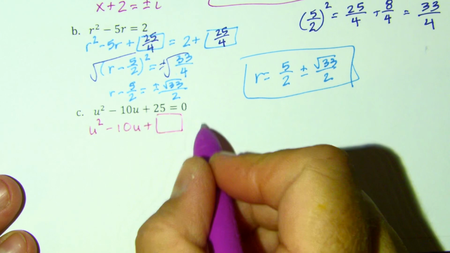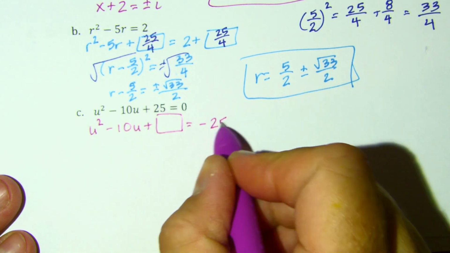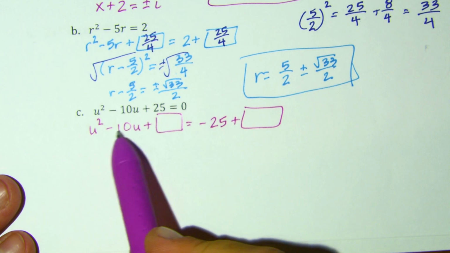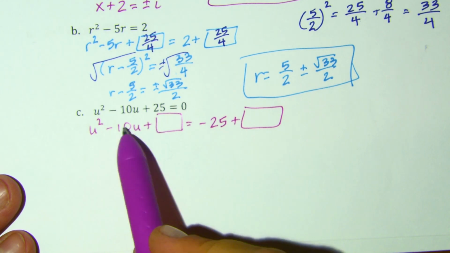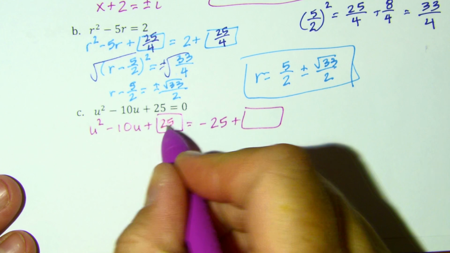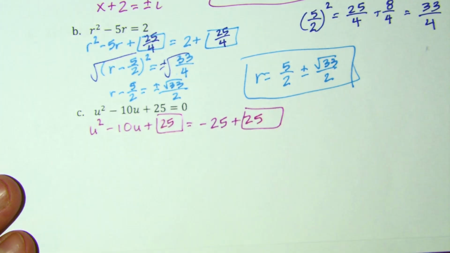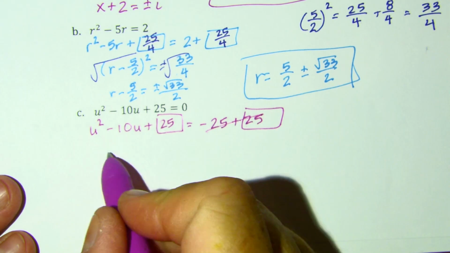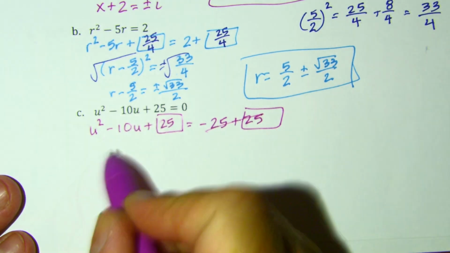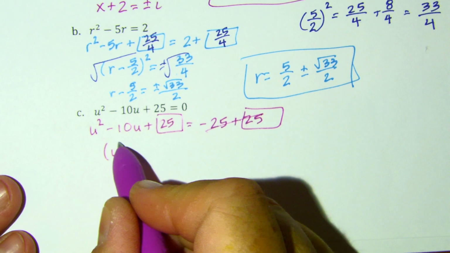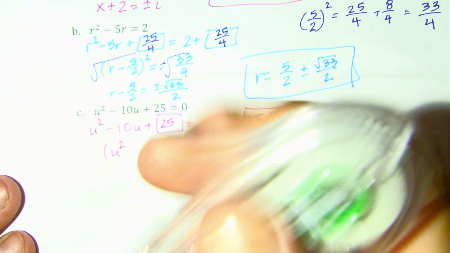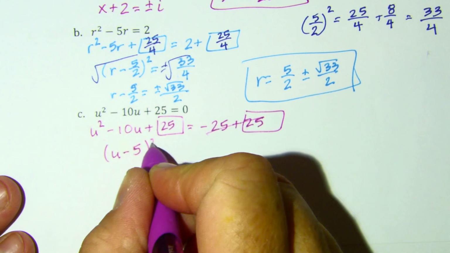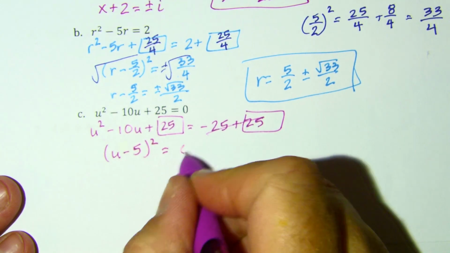We're going to be adding something to both sides. And my b value is -10. -10 divided by 2 is -5. -5 squared is 25. And hopefully you're noticing something here. We're going to have -25 plus 25. Those are going to cancel out. And over here we have the same thing we started with, but I can go ahead and write that as u squared, u minus 5 squared equals 0.